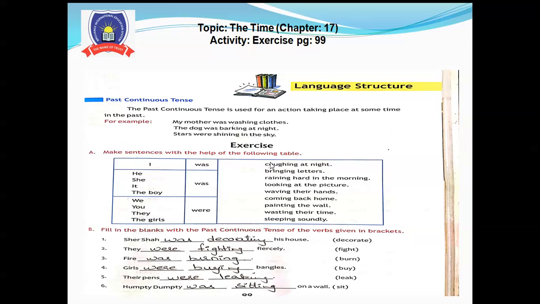They dash fiercely. They were fighting fiercely. Fire dash. Fire was burning. Girls dash bangles. Girls were buying bangles. Their pens dash. Their pens were leaking. Humpty Dumpty was sitting on a wall. Okay students, this is your exercise B.